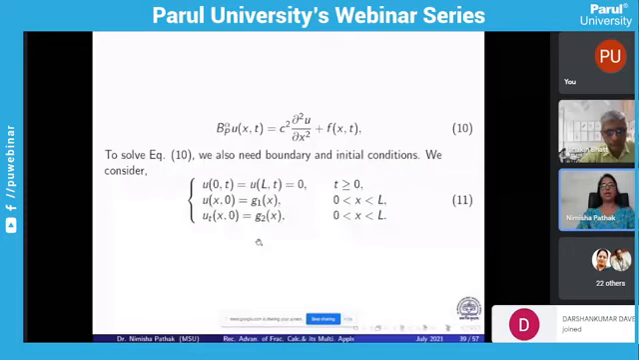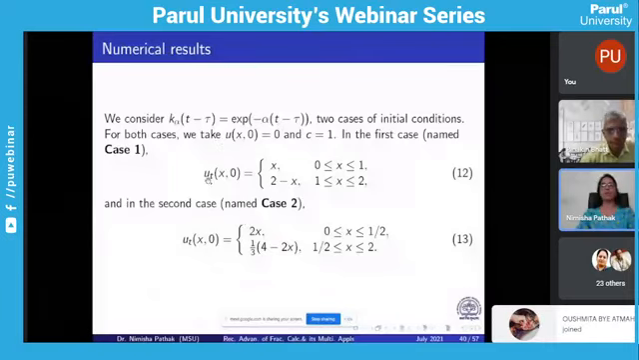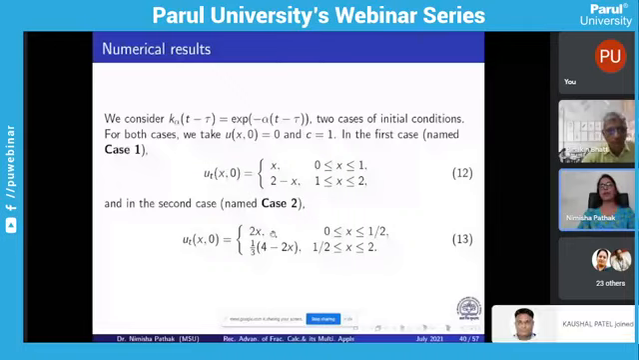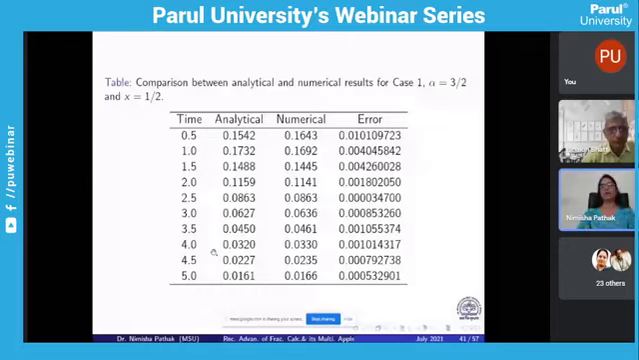And we took the kernel, that is the exponential kernel of this particular form, right? And we developed the numerical method and we solved it, and we considered these two cases, that is the boundary value problem with these conditions, case number one and case number two. And we obtained the analytic as well as numerical results. In case one, we considered alpha is 3/2 and x equal to half, with different times. You notice that the fractional derivative is with respect to time. So depending upon different times, we can have different values of u. We obtained the analytical as well as numerical solutions, and you can see the error is very, very, very less, right?